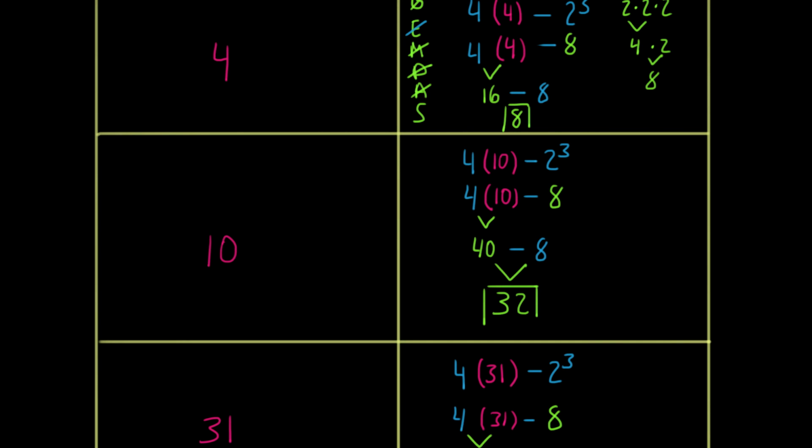So when evaluating the expression 4z minus 2 to the third power, given that z can be equal to 4, 10, or 31, the answers are 8, 32, and 116.